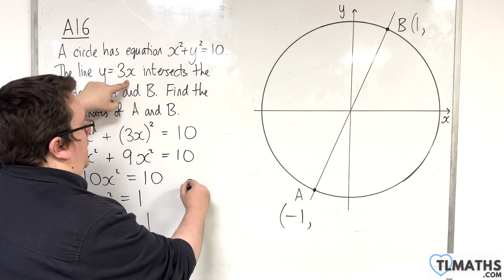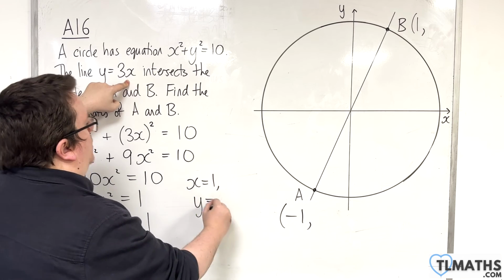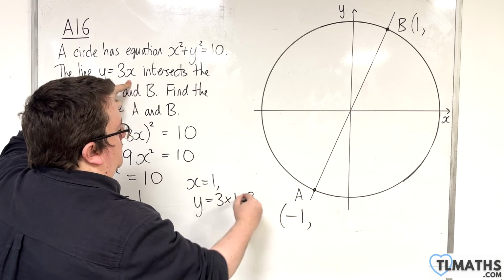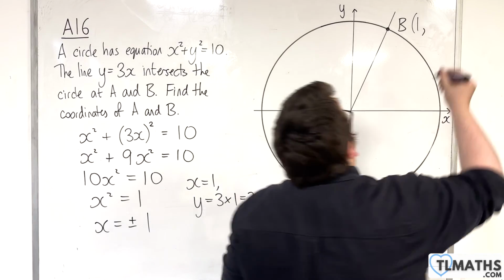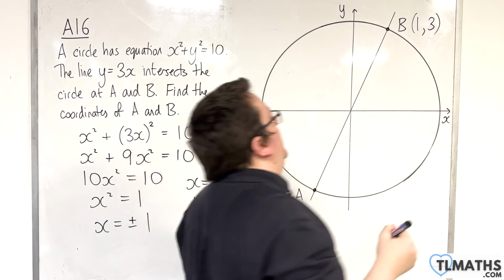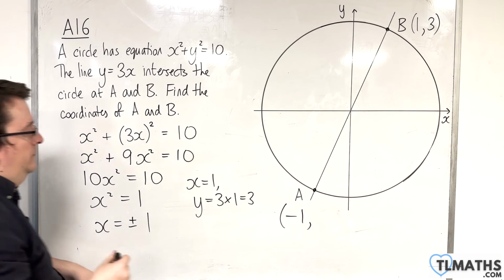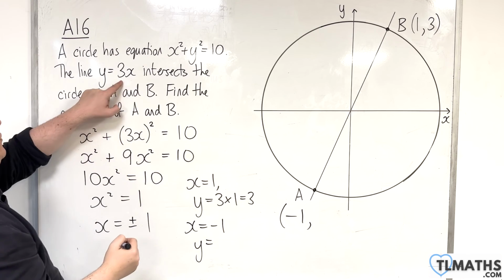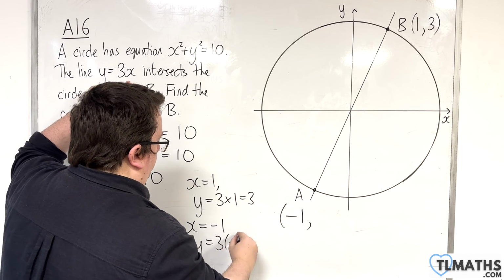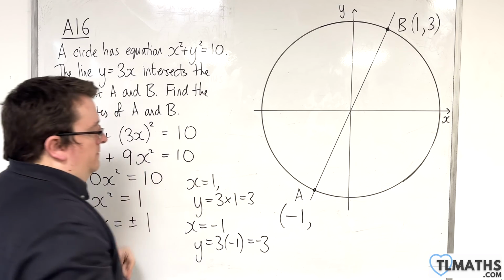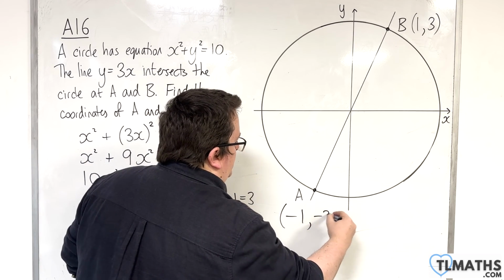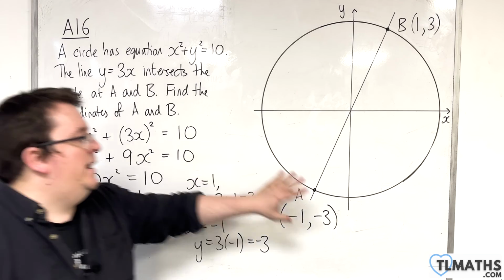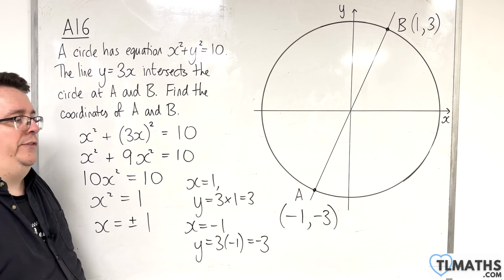So when x is 1, y will be equal to 3 times 1, so 3. So when x is 1, y is 3. So B has coordinates 1, 3. When x is equal to negative 1, y will be equal to 3 lots of negative 1, which is negative 3. So when x is minus 1, y is negative 3. So A has coordinates minus 1, minus 3. And so we now have the coordinates of the 2 points as required.